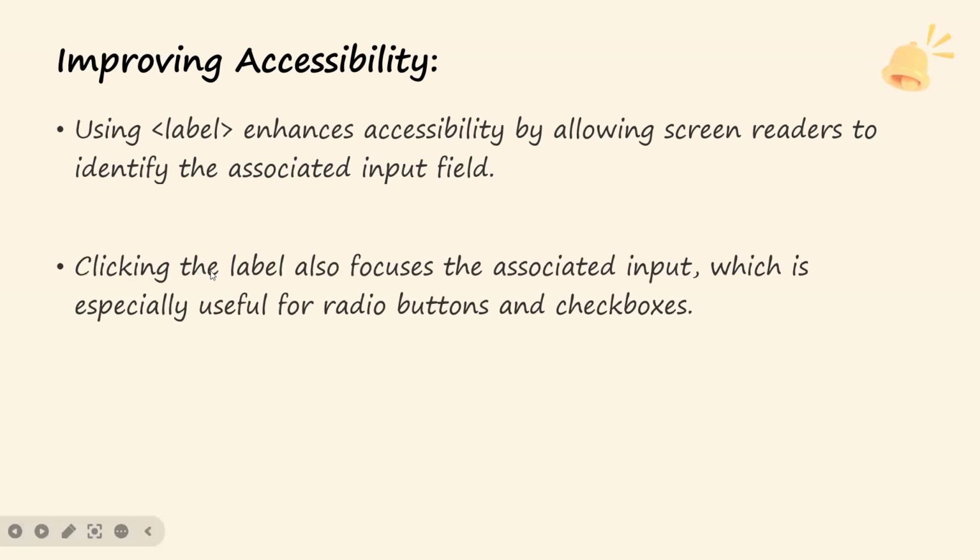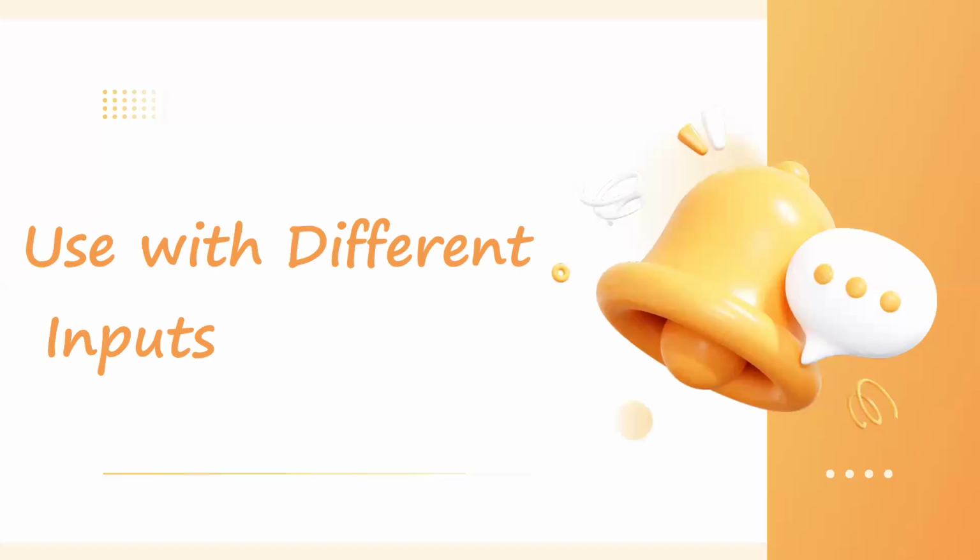So clicking the label also focuses the associated input. We have already seen that when you have this association with the input, either you use the for attribute or you use the implicit association by putting the input element inside of the label. When you click on the label, it focuses the associated input, which is especially useful for radio buttons and checkboxes. We'll talk about radio buttons and checkboxes in detail in their own sessions, okay?